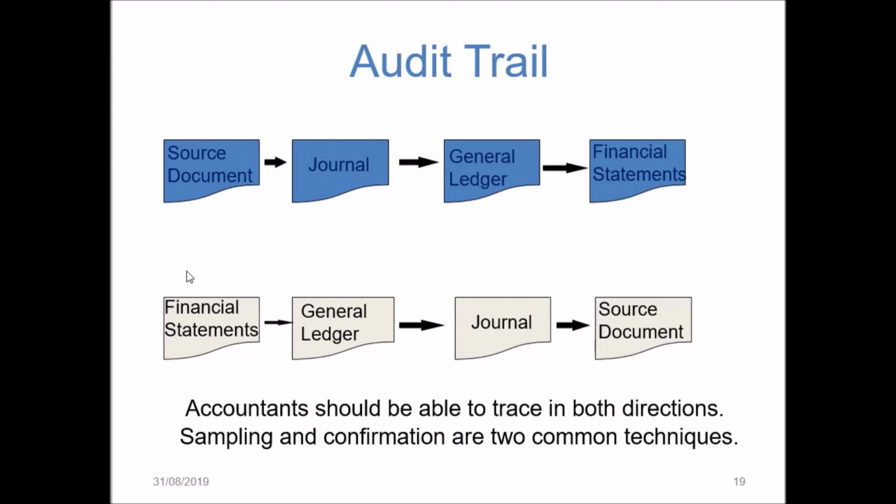For example, why the electricity bill is so high that year. So they look into the GL, the journal, and until the source document, the bill itself. Is it true that for that month the bill is so high, and why? So they look back to the source document. So accountants should be able to trace in both directions. And normally sampling and confirmation are two common techniques.